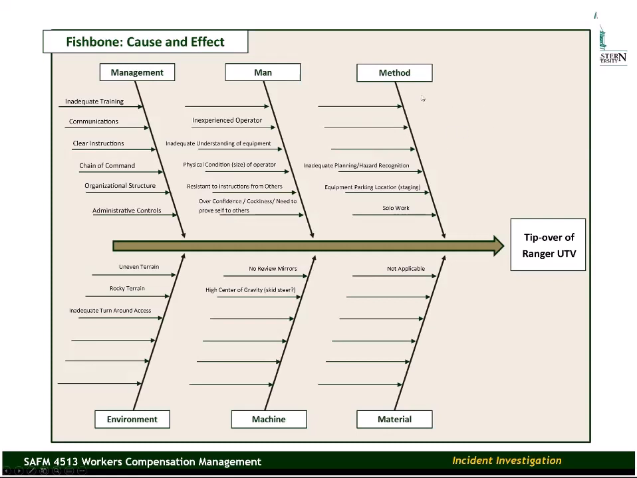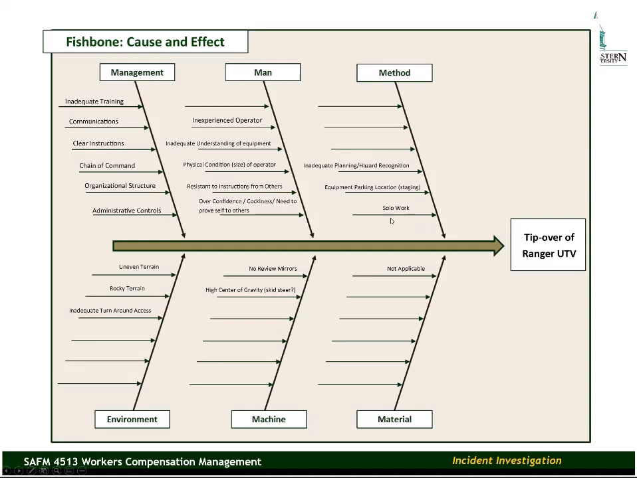As far as the method, the way the work was being done, we had inadequate planning, inadequate hazard recognition. The work location was really not suitable for this type of equipment and parking of this type of equipment. Also, he went off on his own. It was a solo job. There should have been somebody with him. If there had been someone with him, that could have prevented the incident.